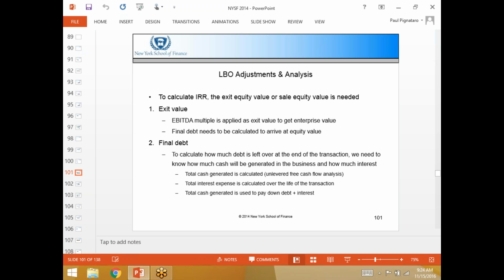Sum of unlevered free cash flow minus debts minus total interest. Okay? That's our final debt.